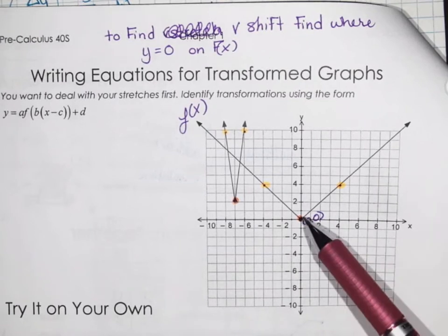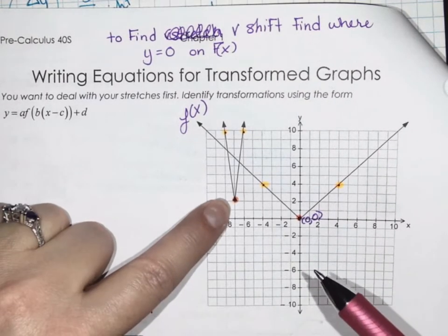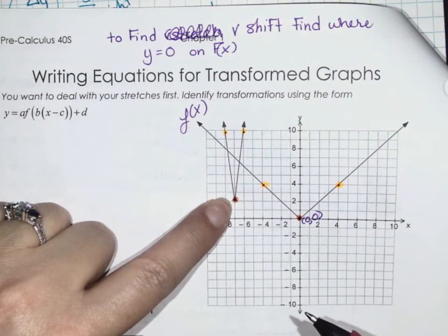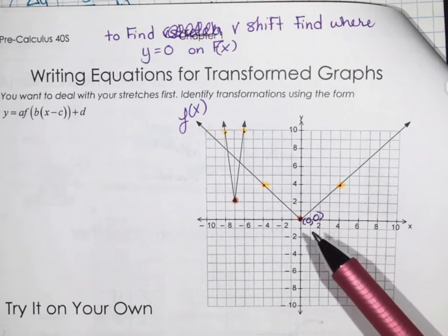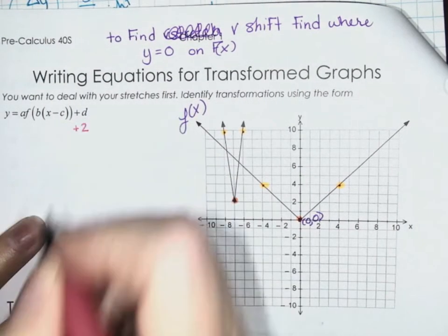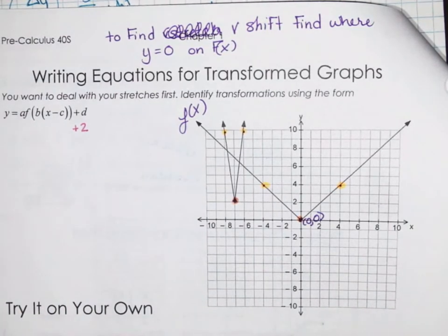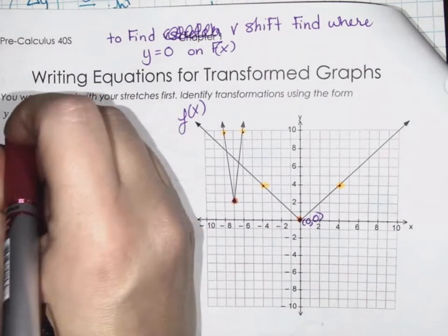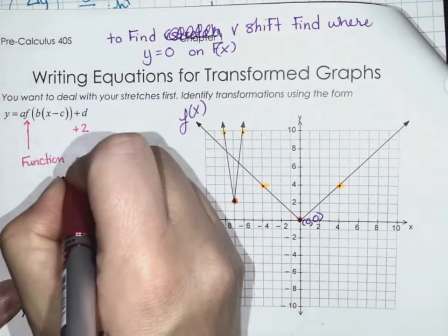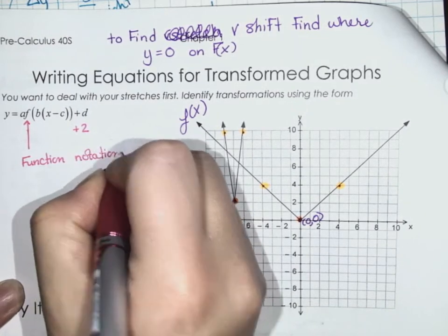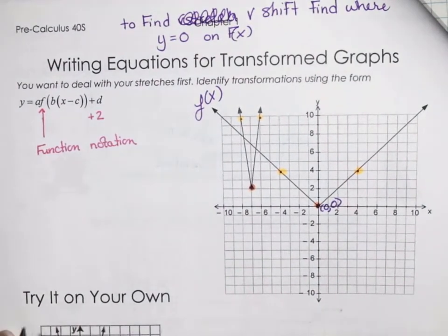Okay, so if I went from here, what's the height of my new pointy part? 2. So where did I go? I went from 0 and I went up to 2. So what is my d value? Plus 2, right? Because I'm going up. Now, notice that there's an f in here. So right away, that means that we are doing function notation. This is an absolute value graph, by the way. But as soon as we have that letter f in there, we're doing function notation. So we're just doing the rules. We're just saying what you do to all the points on the graph.